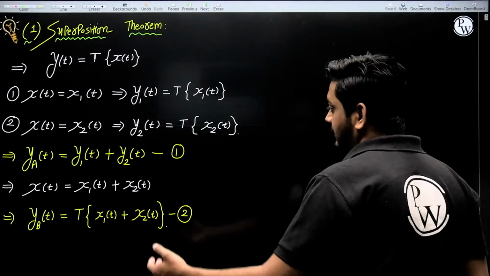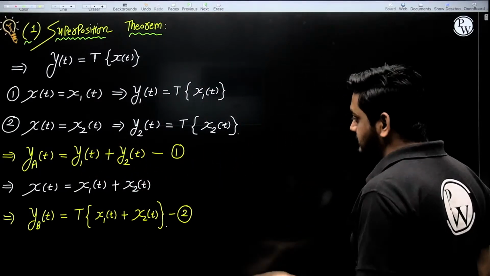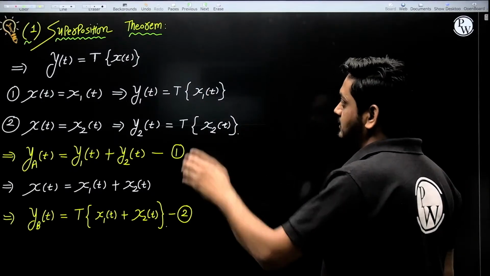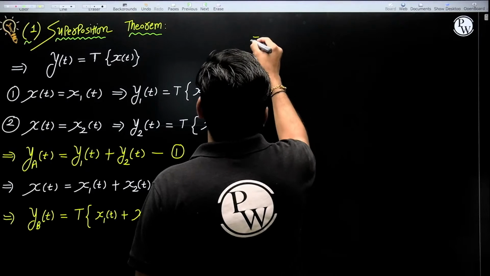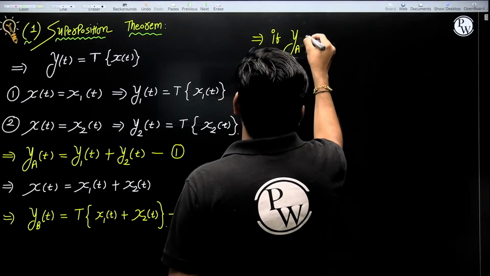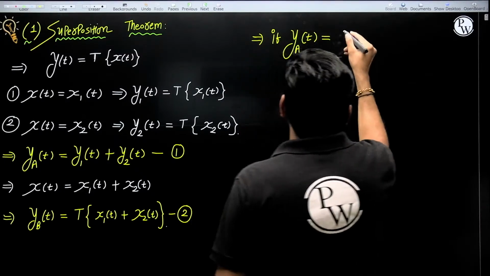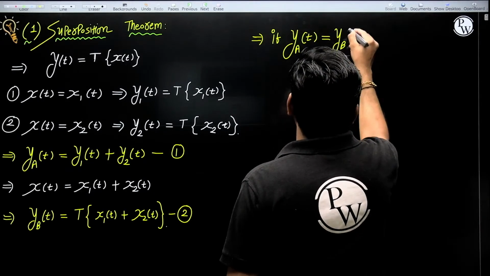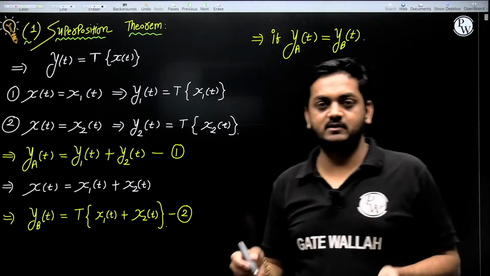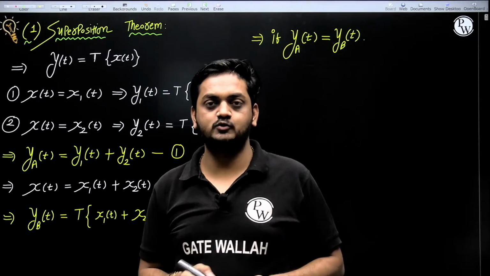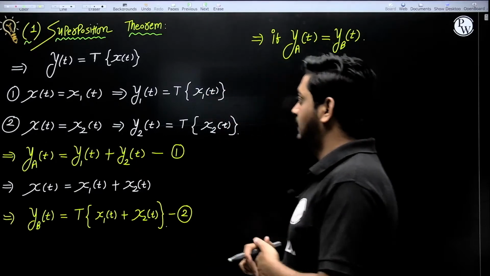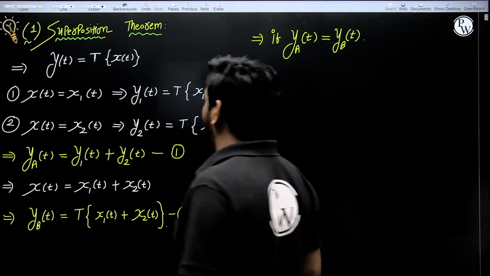Now if the sum of the individual responses is equal to the response due to combined input, then the given system satisfies the superposition theorem. That is, if number 1 equals number 2, that is y of t equals yb of t, then we can say the given system satisfies the principle of superposition. Now next is how to check the homogeneity theorem.